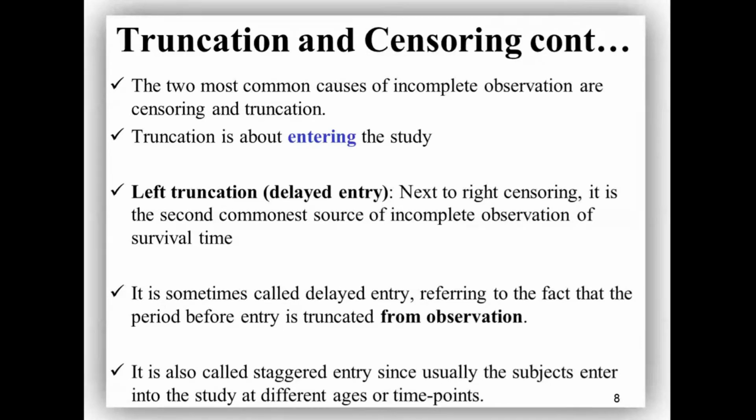Okay, left truncation or delayed entry. Next to right censoring, that is the second commonest source of incomplete observation of survival time. It is sometimes called delayed entry, referring to the fact that the period before entry is truncated from observation.